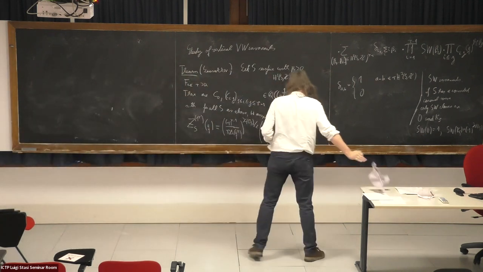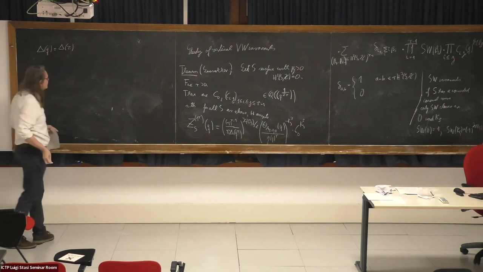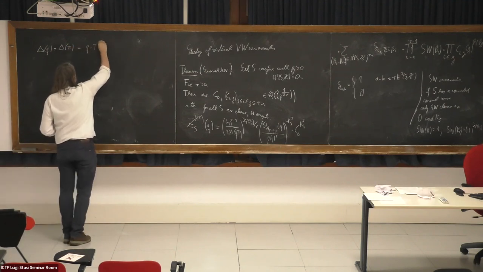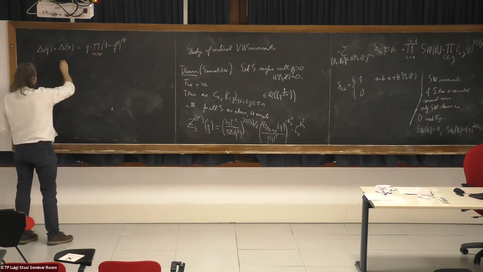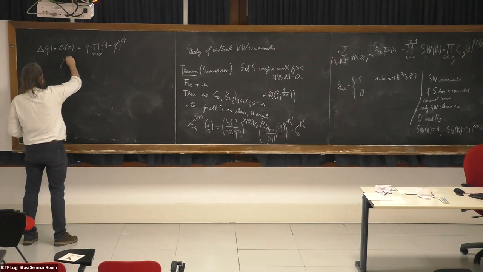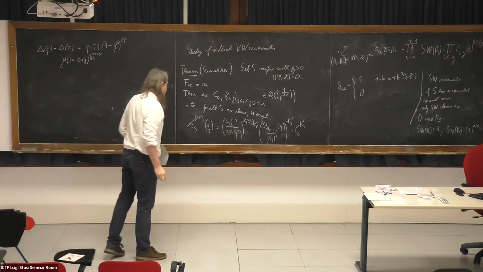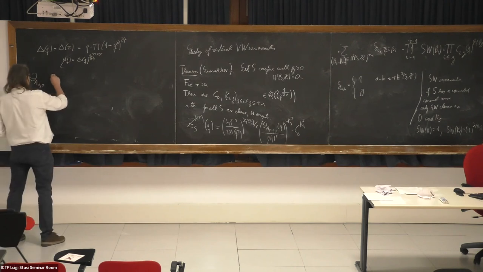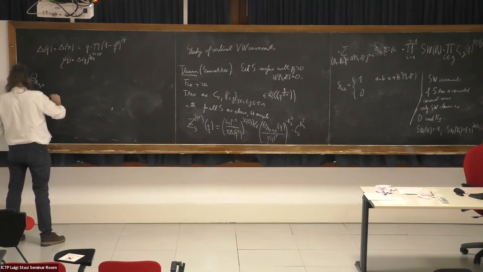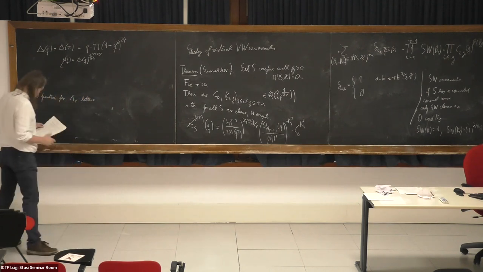However, now we still have to say what Delta is. Delta of Q, which also controls tau, is just Q times the product of 1 minus Q to the n, to the power 4. And then we have this theta function, theta of type A_r minus 1, which I can at least write down.